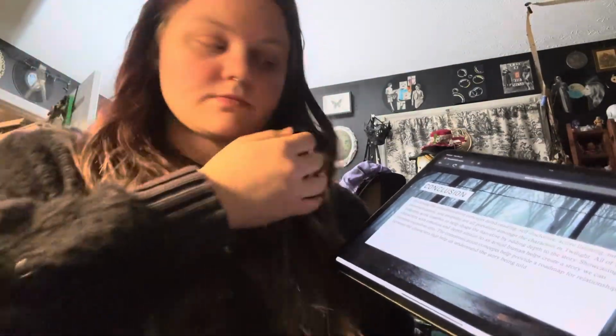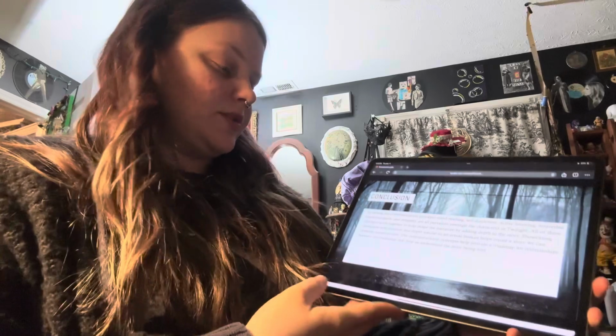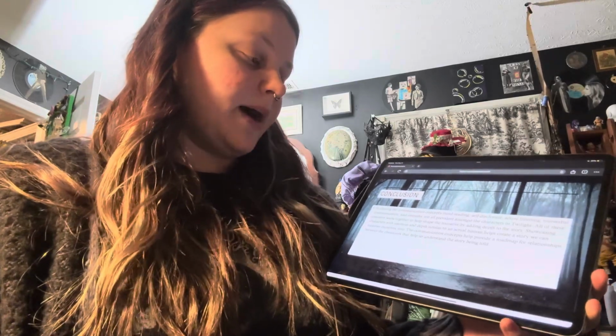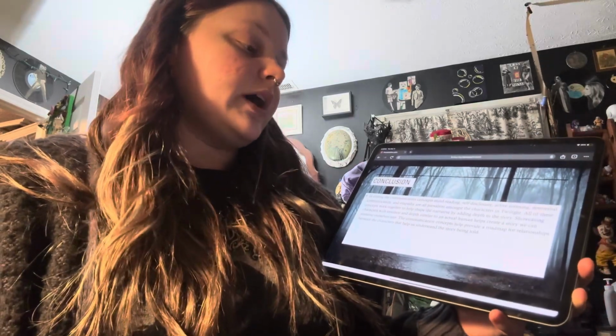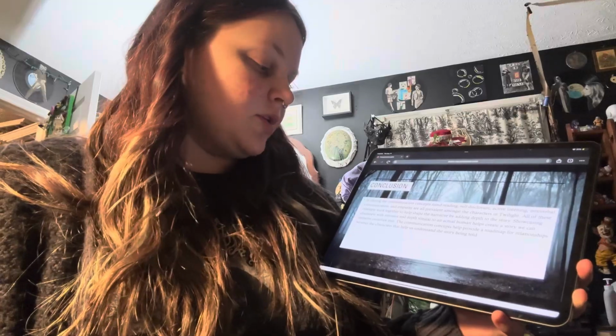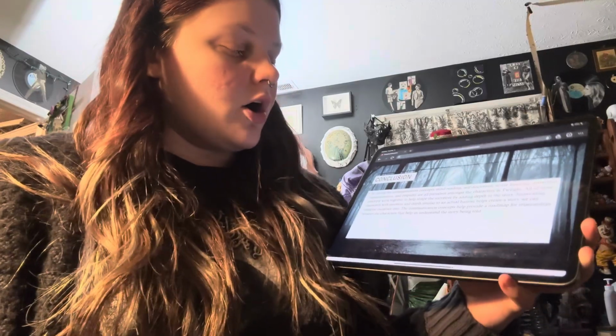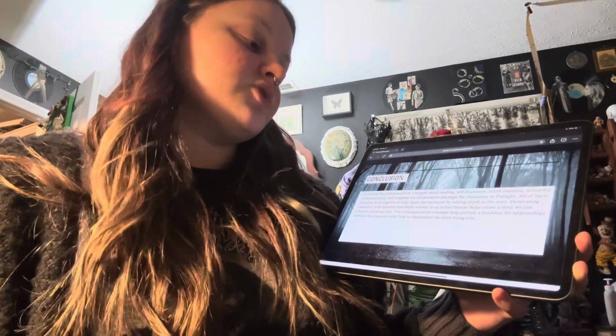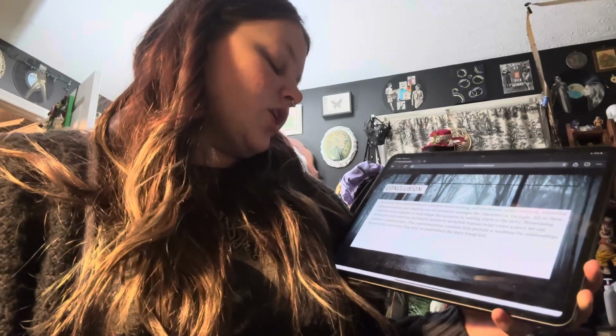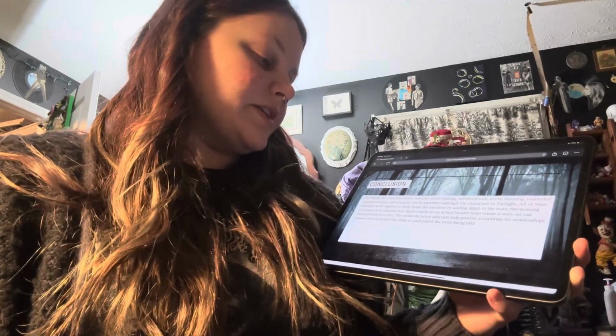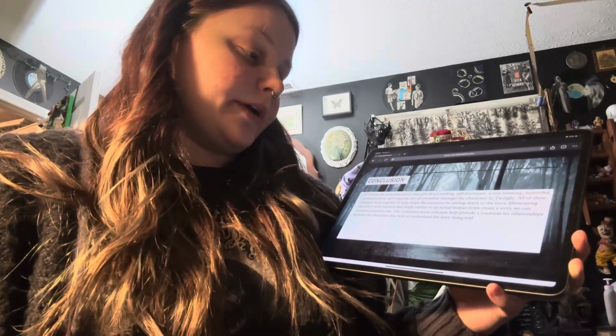Conclusion. In closing, the communication concepts, mind reading, self-disclosure, active listening, nonverbal communication, and empathy are all prevalent amongst the characters in Twilight. All of these concepts work together to help shape the narrative by adding depth to the story.